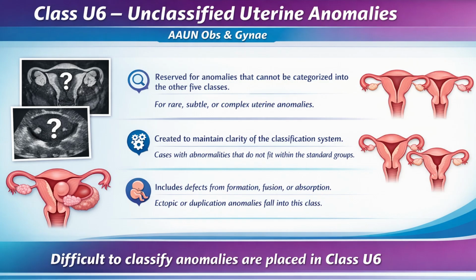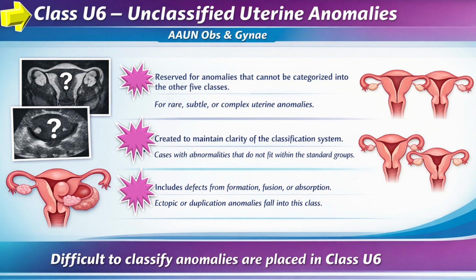Class U6 is reserved for uterine anomalies that cannot be classified into other 5 categories. This class is created to maintain clarity of classification system and include defects from formation, fusion, or absorption. Ectopic or duplication anomalies fall into this class.